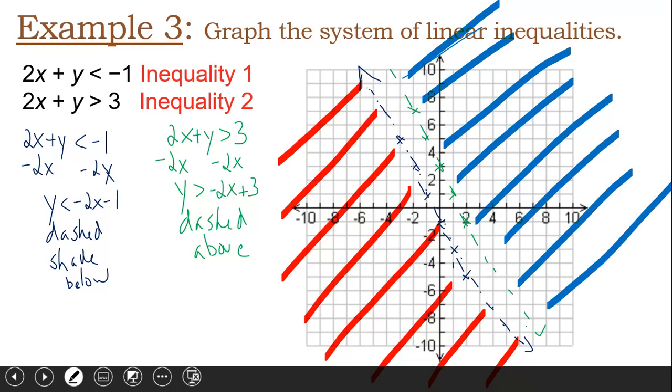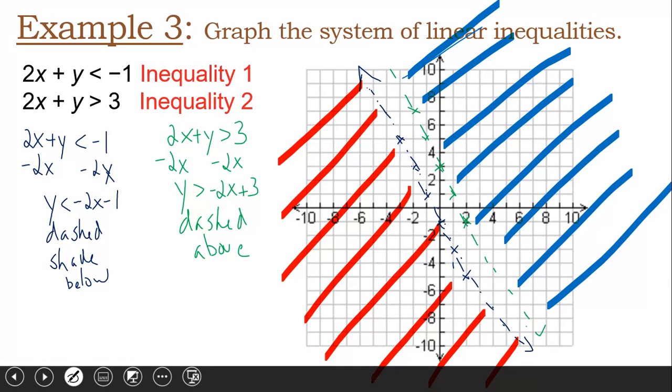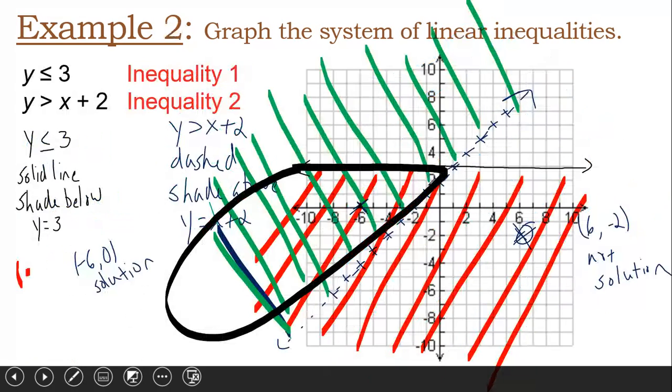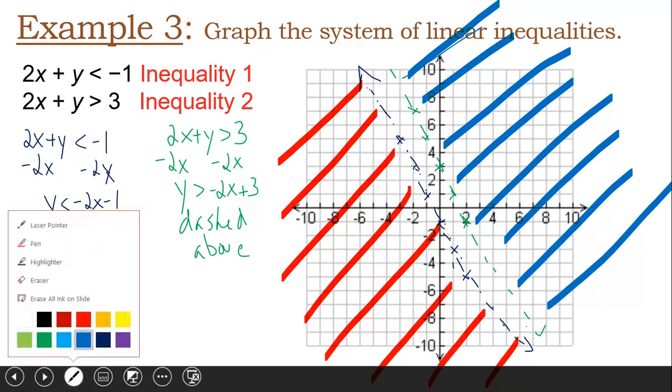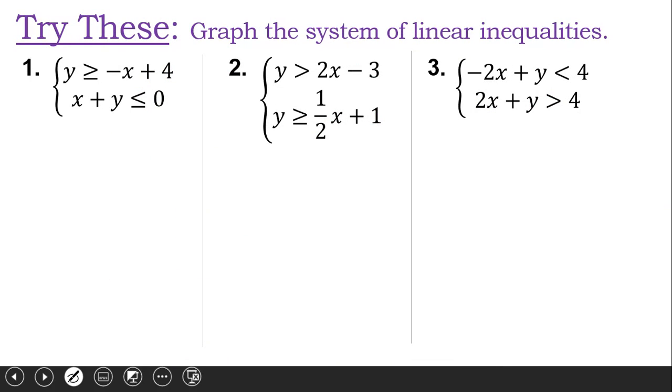Notice that there is no overlapped region for this system of inequalities. So this is a case where we have no solution. There is no point that satisfies both of these inequalities at the same time. There are points that work for just inequality 1. There are points that work for just inequality 2. But there are no points that work for both of the inequalities shown here. We'll look at the try-these in class.